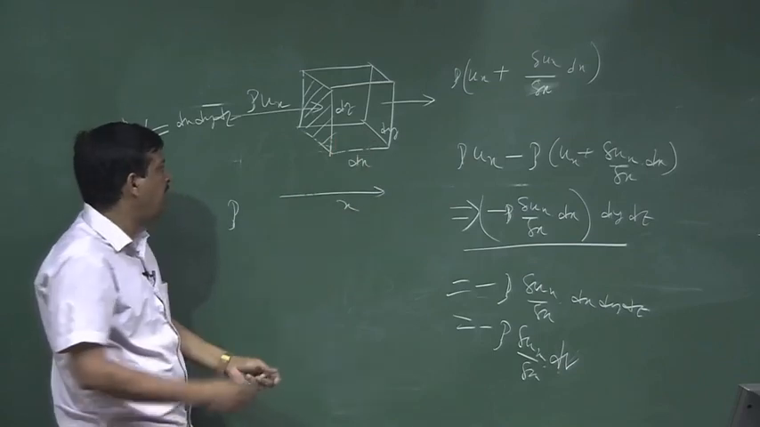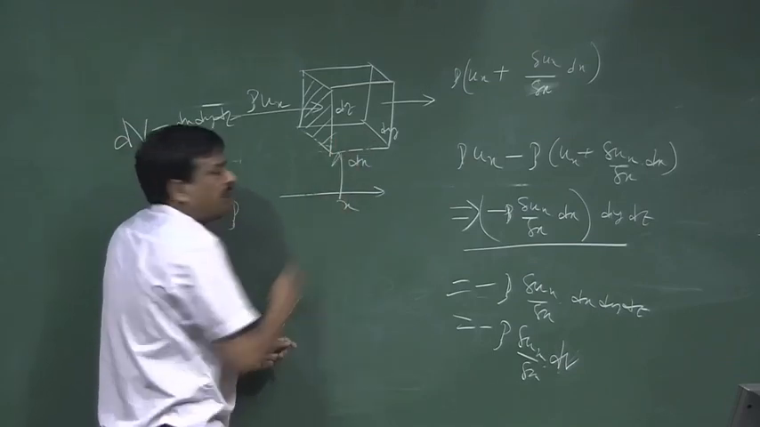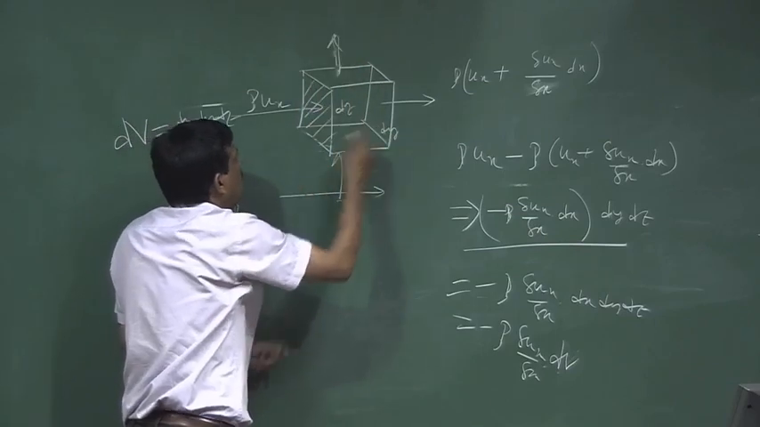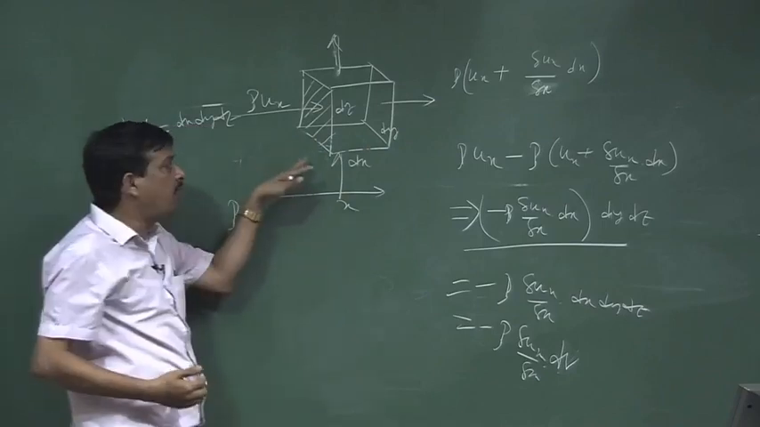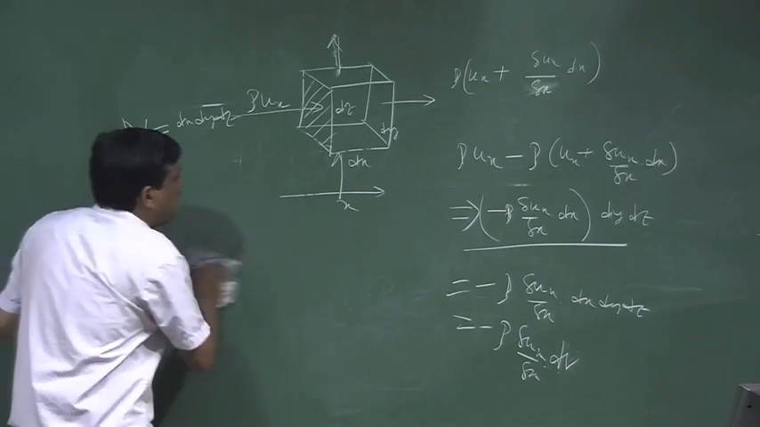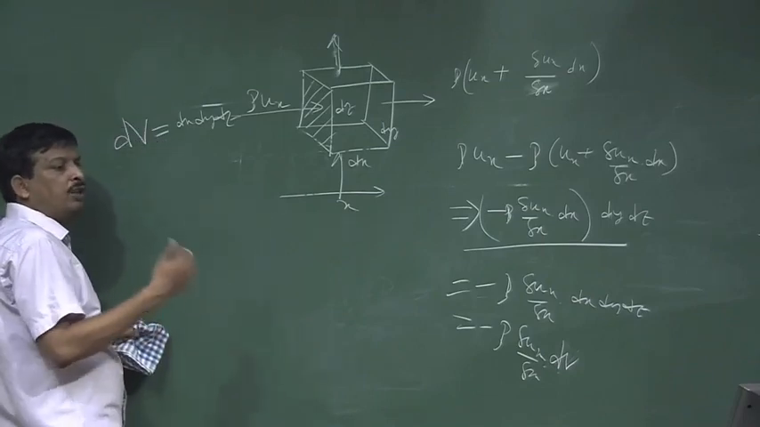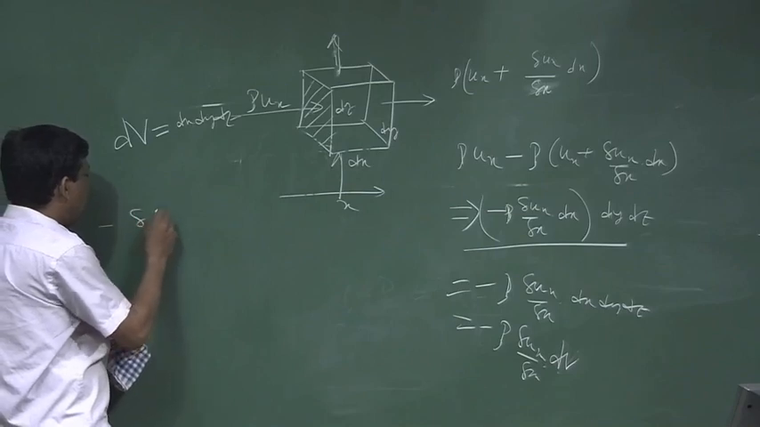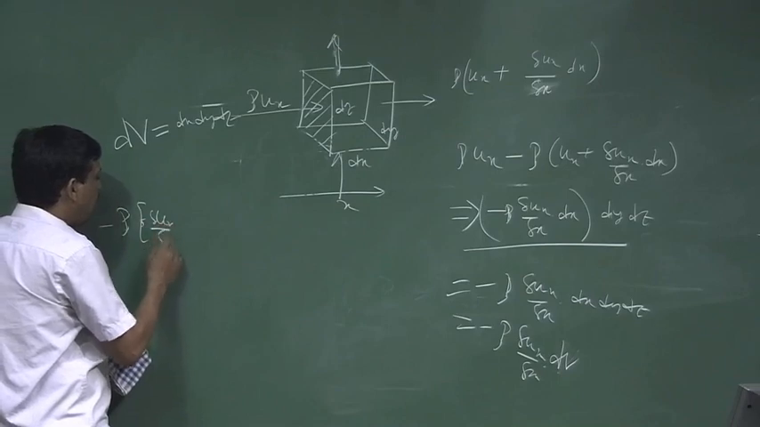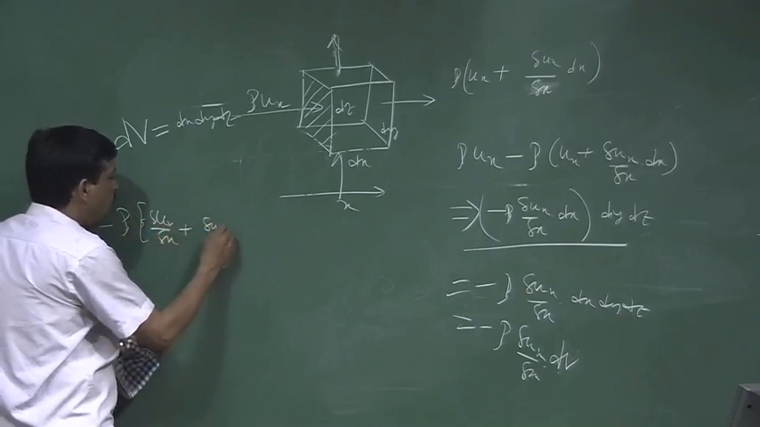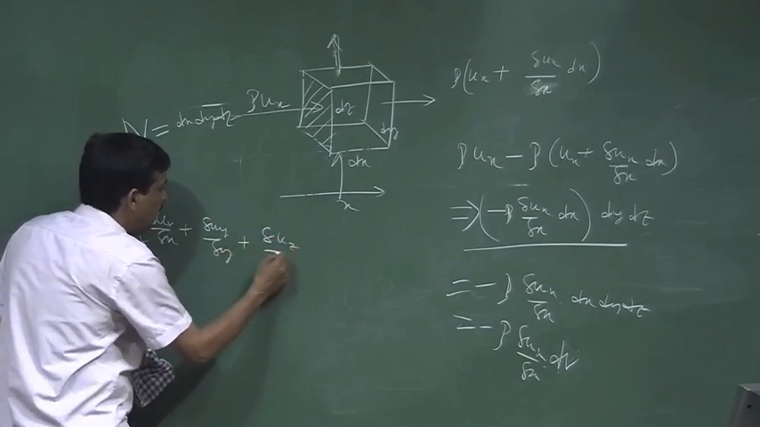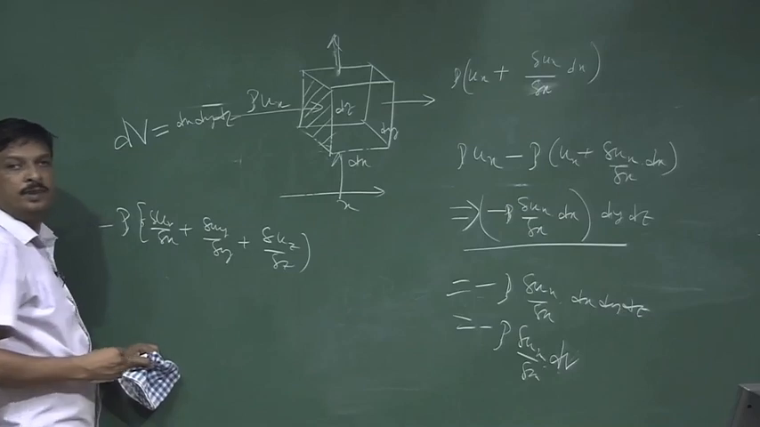Similarly, a wave will come from this direction, then go out from that direction. Similarly, a wave will come from the z direction also. So in all six planes, waves will come. In that case, the generalized equation for the total increase of the mass is rho into del u x by del x plus del u y by del y plus del u z by del z, into del V.